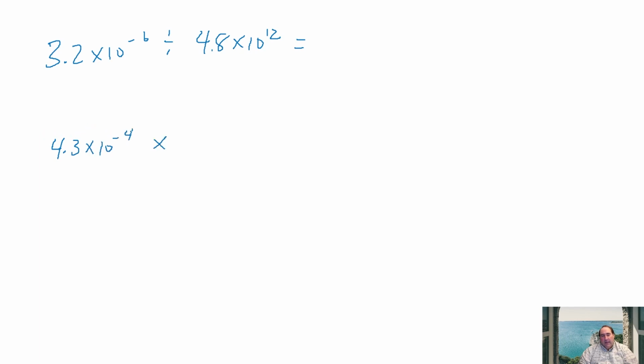Let's take a look at a couple of examples here just to make sure. Why don't you take 3.2 times 10 to the minus 6, and we'll divide it by 4.8 times 10 to the 12. And we'll also do 4.3 times 10 to the minus 4 times 3.2 times 10 to the 7. And see what you come up with. So take a moment, punch them in correctly into your calculator using your exponent button, and see what you come up with.